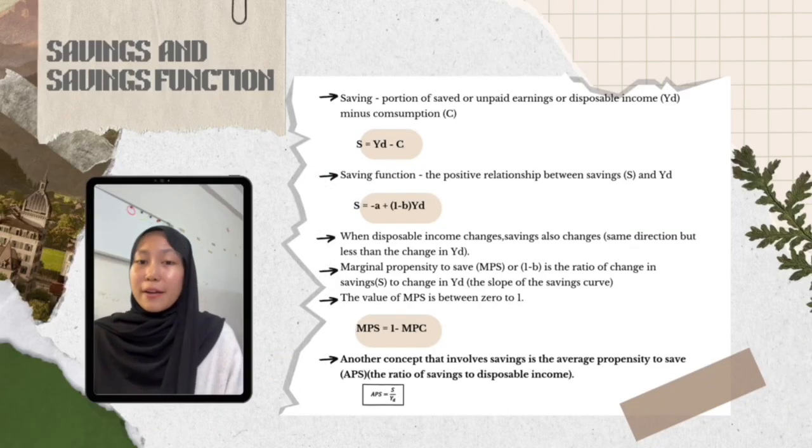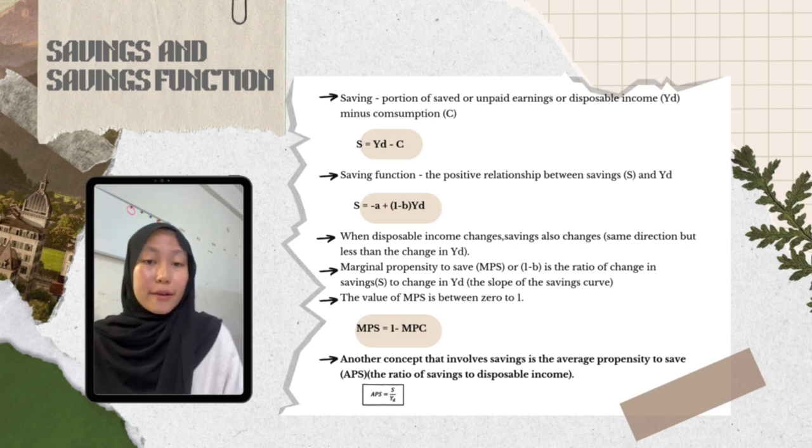Now we talk about saving and saving functions. In a two-sector economy, saving refers to the portion of disposable income that is not spent on consumption. The basic formula for saving is S equal to YD minus C, where S is saving, YD is disposable income, and C is consumption. This means that saving is simply the income left after you spend on consumption.